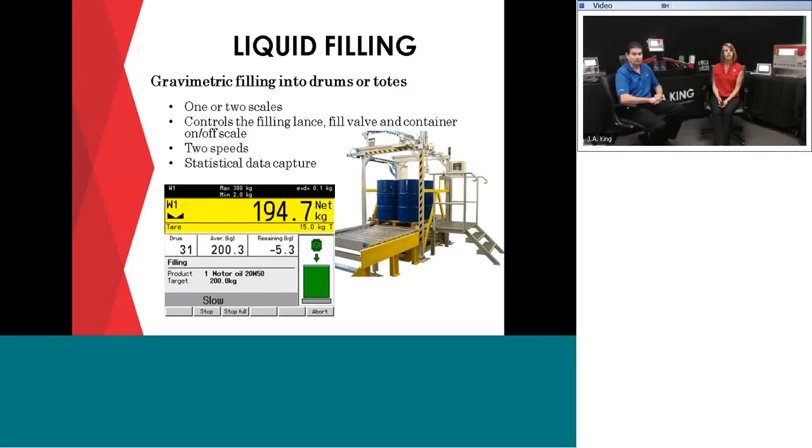Cool. Next, we're going to talk about gravimetric filling into drums or totes. Again, you've got the nice big bright display. You can see where you are. You can see that we're on drum 31 and our average weight has been 200 kgs. This can be 1 or 2 scales, and again, these are fully customizable, either retrofit your existing stuff, or if you're building a new one, you can take that indicator with that base program and pretty much do what you want without having to make any modifications for it.